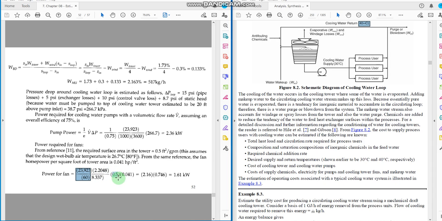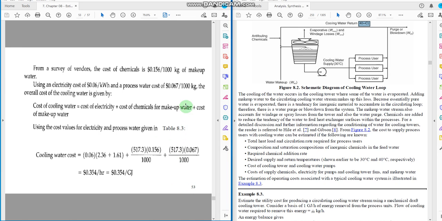Then 0.5 represents the required surface area in the tower, and then you have the information on the horsepower required per foot square. When you multiply all of these terms, it will give you the power required by the fan, and the total value comes out to be 1.61 kilowatt. Now we have to add up these two powers, and we will see how much the electricity requirement is.